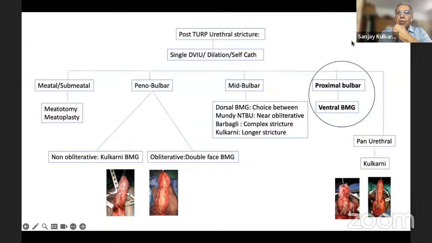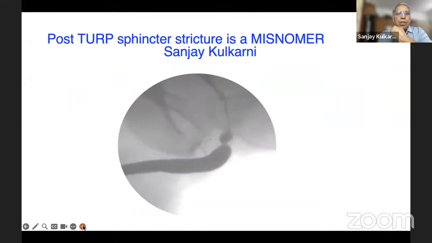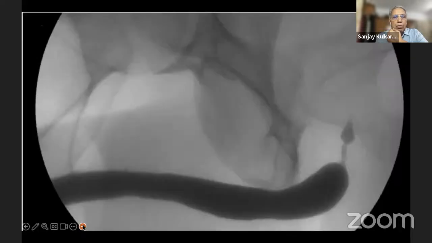All right. Now we have a proximal bulbar stricture, which is the commonest site of urethral stricture following TURP, and I will show you a video of ventral onlay buccal mucosa. Occasionally, we get patients with a pan-urethral stricture, and we perform the Kulkarni technique by one-side dissection dorsal onlay. This is important: Dr. Sanjay Kulkarni says that post-TURP sphincter stricture is a misnomer, and post-TURP strictures are close to the membranous urethra, but they are always proximal bulbar.